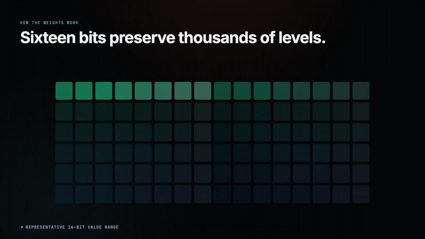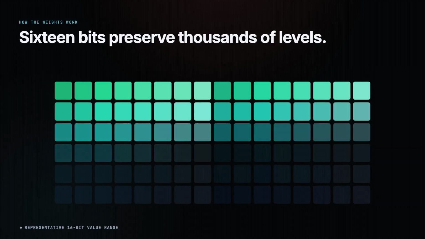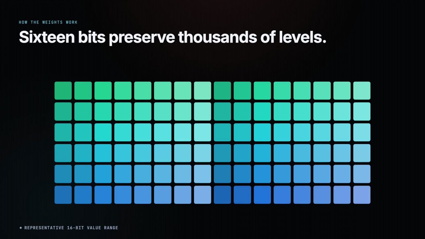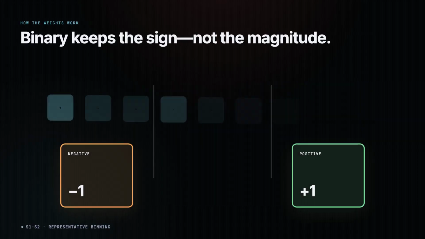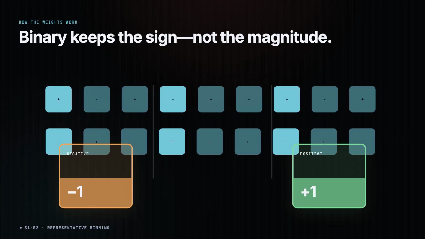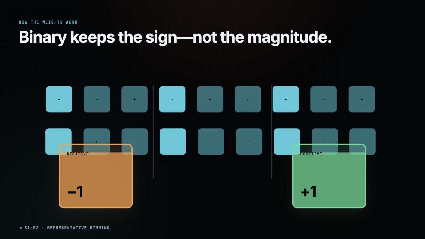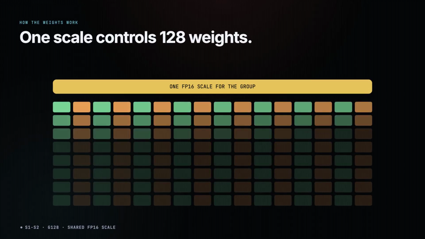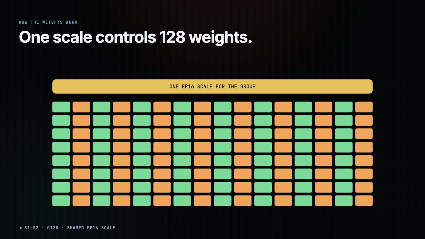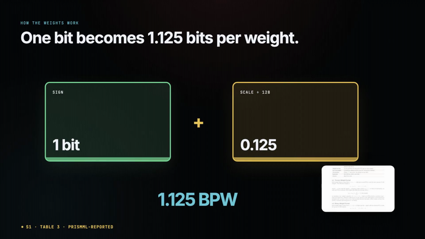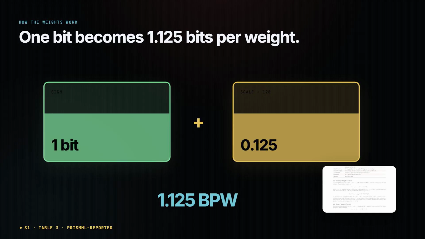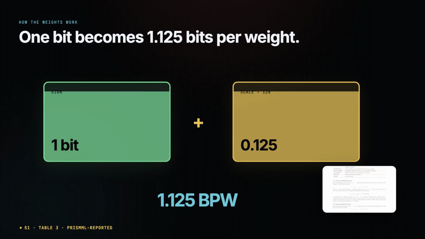In a 16-bit tensor, each weight can represent thousands of numeric levels. Every parameter carries its own comparatively precise learned value. Binary compression replaces that range with -1 or +1. It keeps direction but discards each weight's magnitude. Bonsai puts 128 binary weights under one 16-bit scale. Each sign then shares one common magnitude. The scale has a cost. One sign bit plus its amortized share equals 1.125 effective bits per weight.